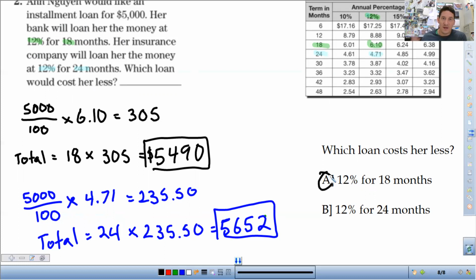Paying off the loan in less time costs you less. All right, so same interest rate, but paying it off in less time. And that's because this is part of that compound interest. The longer you take to pay something off, the more interest it's going to accrue.